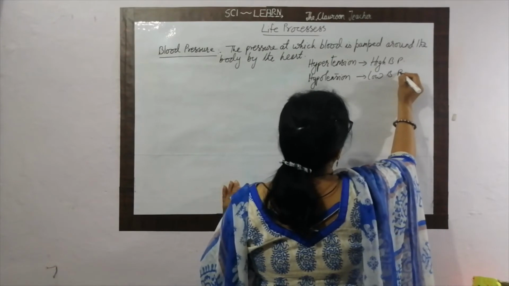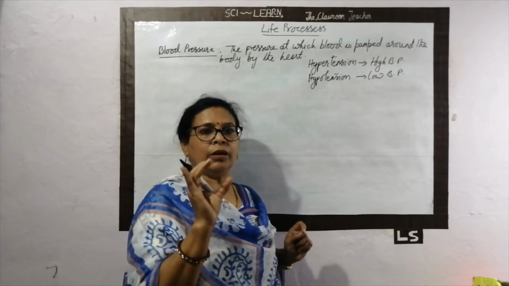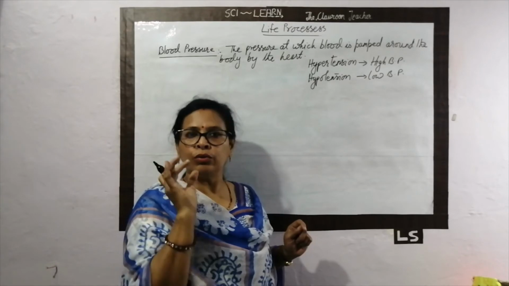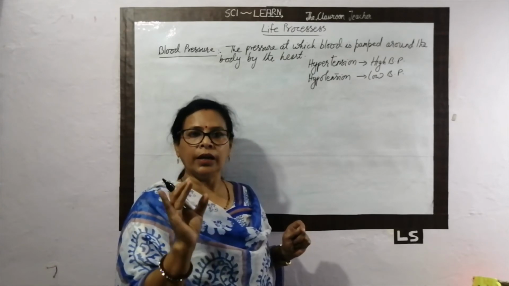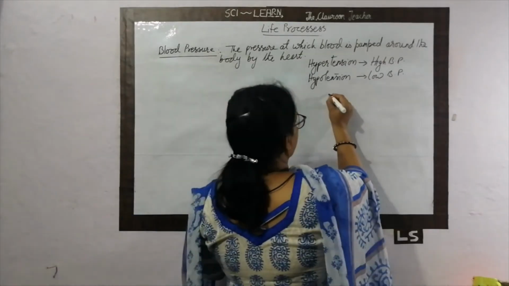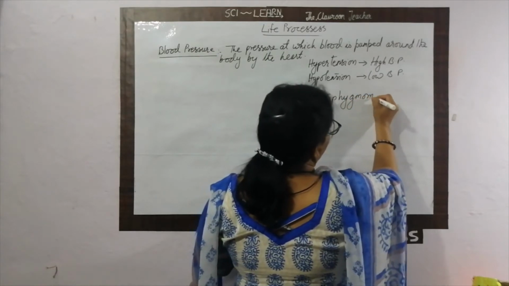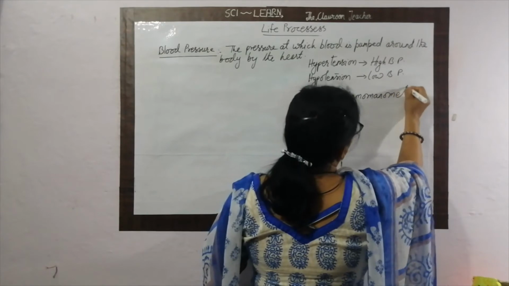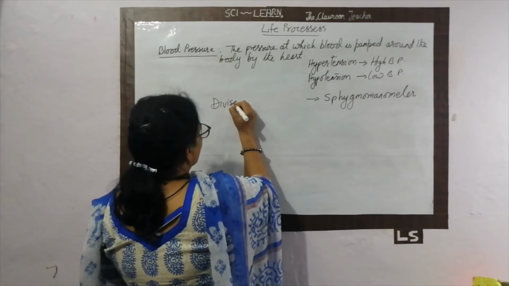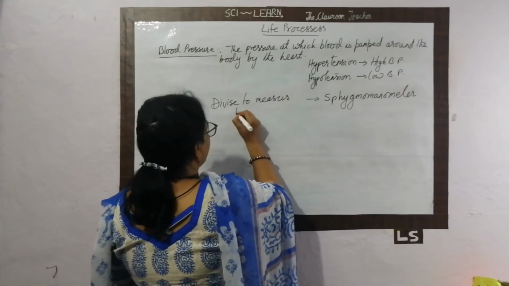What is high and low here? Actually, this is the limit, the normal or standard limit of the pressure of the blood in our body. The device which is used to measure the blood pressure in our body is the sphygmomanometer. It is a device to measure blood pressure.